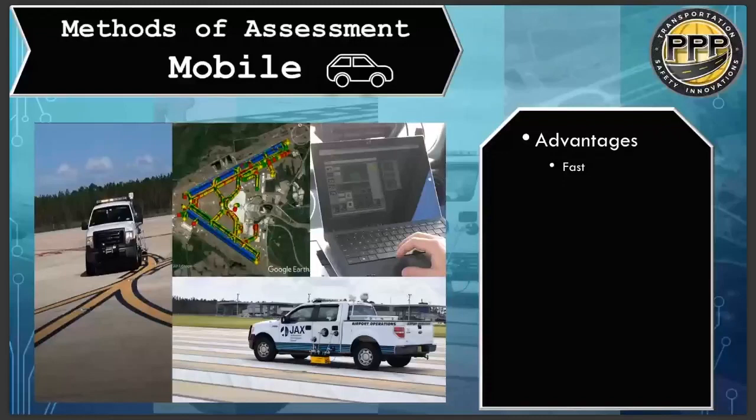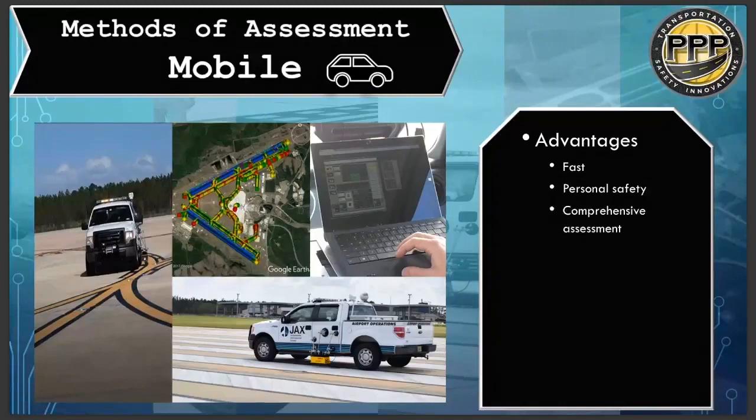But you're able to measure at any speed from 5 miles an hour to 60 miles an hour, highway speeds. Personal safety, you're in a vehicle, you've got lights on it, it's got the radios, you're safe. It's one of the safest ways to be out on the airfield. And then comprehensive assessment. You get an incredibly comprehensive assessment, which we'll show you some more of later.